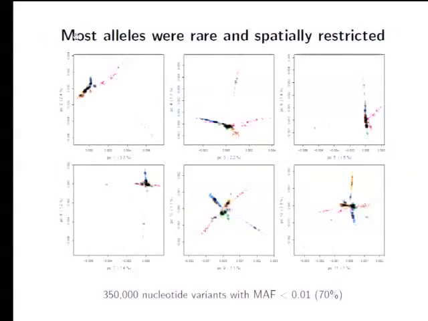It turns out that the vast majority of those 500,000 single nucleotide variants are not common but are rare. By rare, I mean they have a global frequency of less than 1%. That makes up 70% of the total variants out there. And they have a very different spatial structure. In fact, they're very, very spatially restricted.